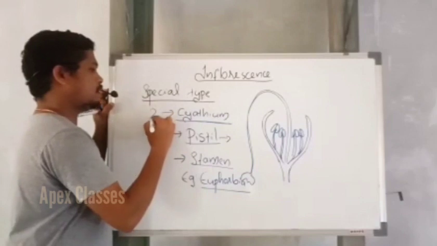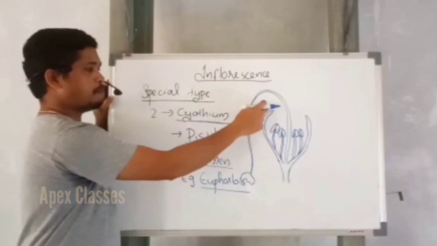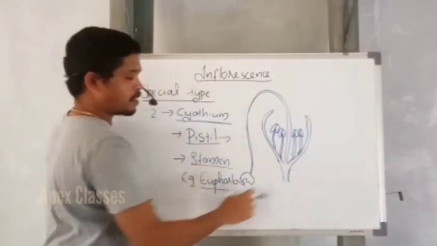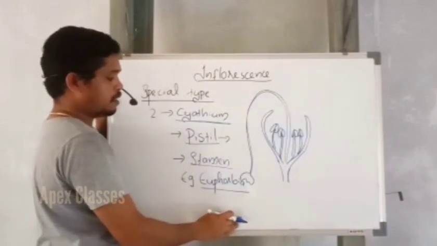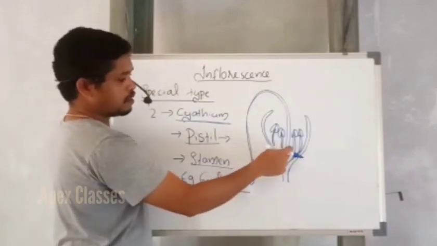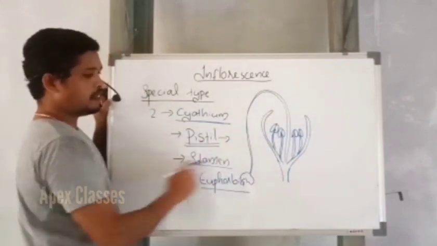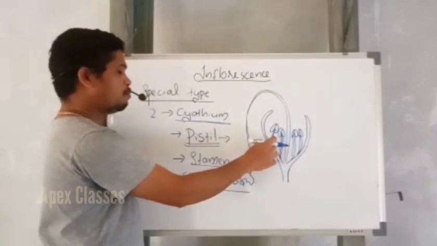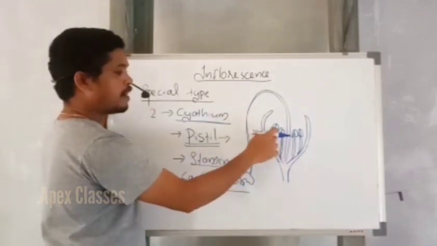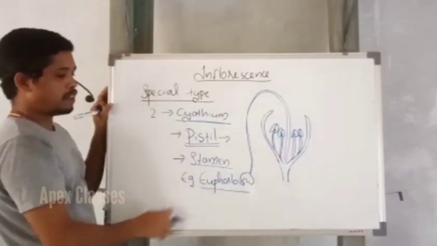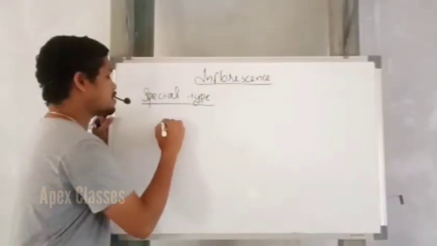The second special type of inflorescence is the cyathium inflorescence. It has a cup-like receptacle formed by the fusion of bracts or involucre. It has male and female flowers. The female flower is single and is reduced into a pistil. Male flowers are numerous, each reduced into a stamen. The pistil is arranged in the center and surrounded by numerous male flowers. Example, euphorbia.